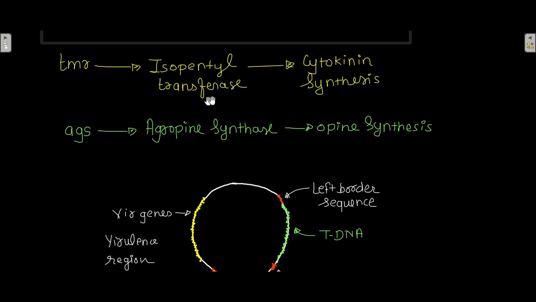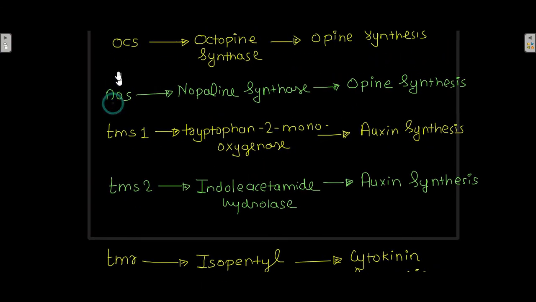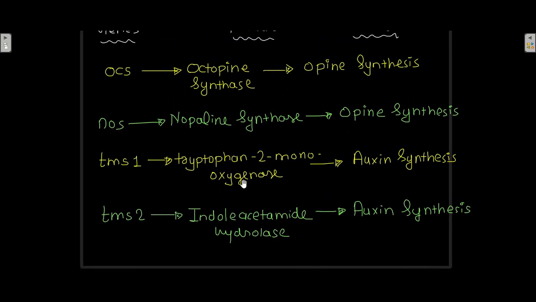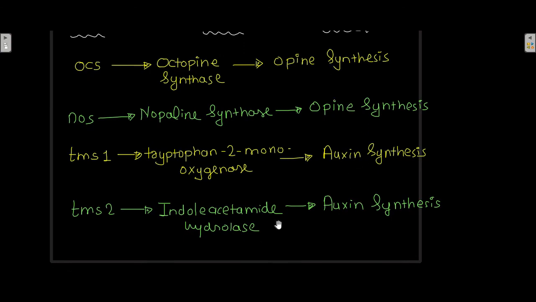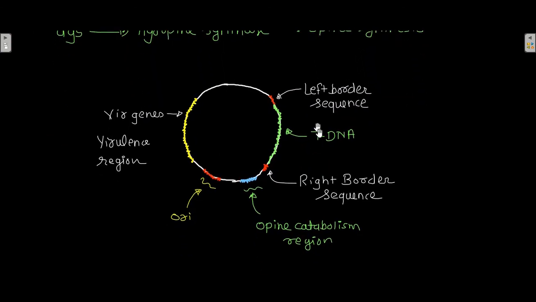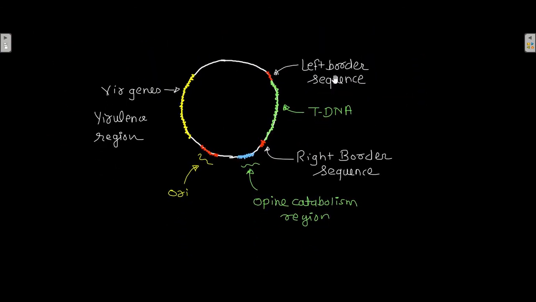So these were the different genes on your Ti plasmid, their products, and their functions. So this is how the Ti plasmid looks like. There is left border sequence, then there is tDNA, then there is right border sequence, and then in this region is your opine catabolism region, then there is origin of replication, ORI, and this big chunk here is the Vir genes, which is also known as the virulence region. So this diagram is representing your Ti plasmid.